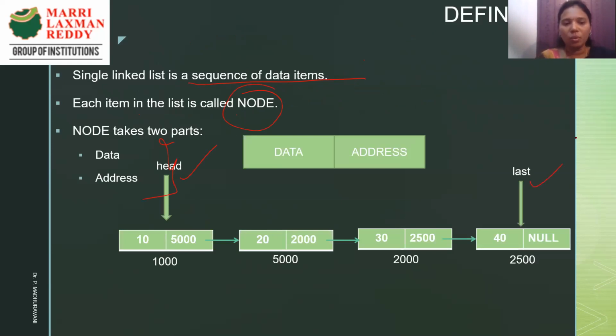Suppose the first node is located at address 1000. The second node is situated at location 5000. This information we store in the address part of node 1. Similarly, the second node's address part stores the address of the third node, and the third node's address part stores the address of the fourth node. Coming to the last node, as it is last, it is not connected to any other node further, hence it takes the value null.